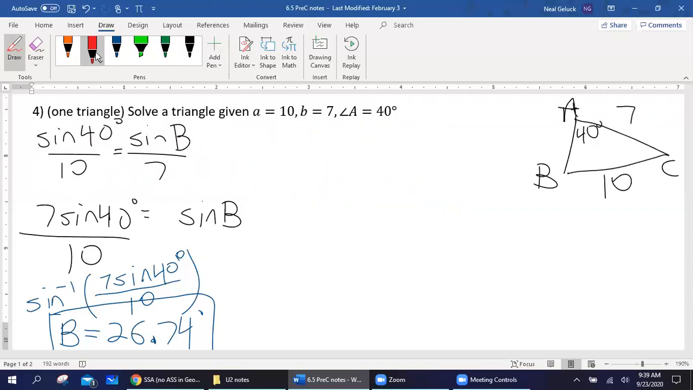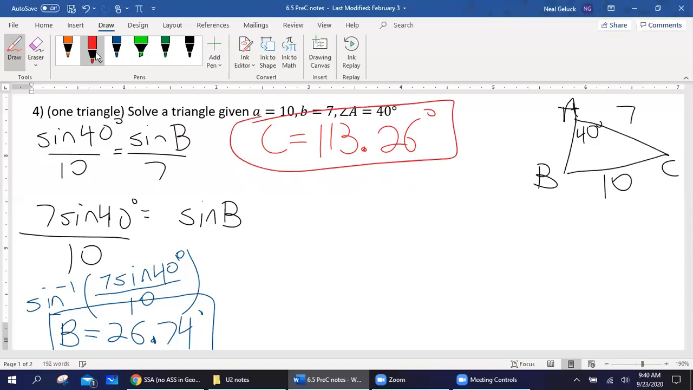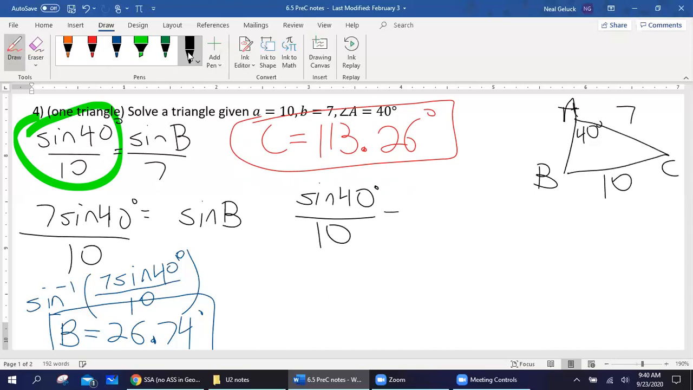I now have two of the three angles. I have the 26.74 and the 40. You can figure out the missing angle C to be 113.26. And now, unfortunately, you're going to have to use that angle to figure out side C. So I'm going to go back to my original ratio, sine 40 over 10 equals, now I'm doing sine 113.26 over side C. That's the normal stuff. We cross multiply, we get C by itself. You should get side C to be about 14.29.